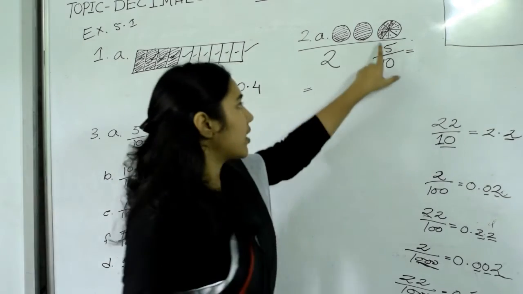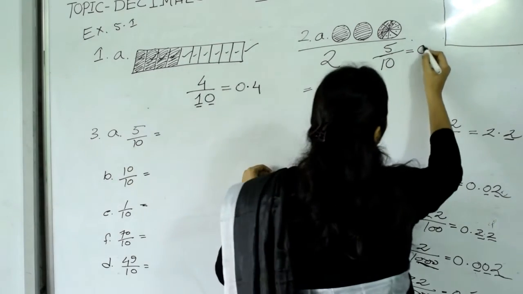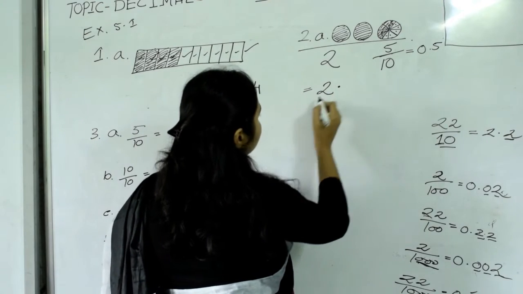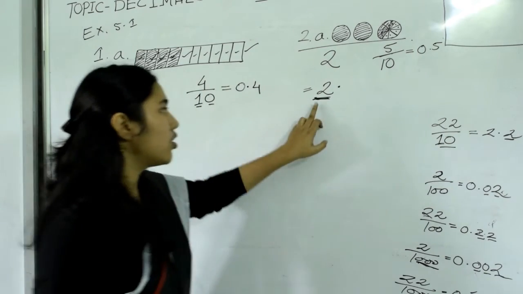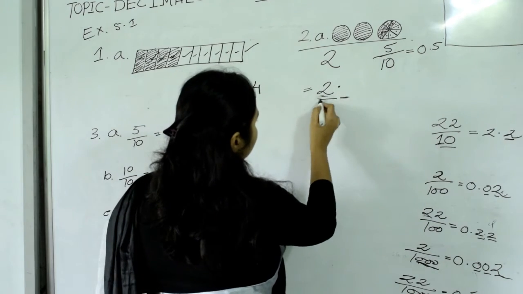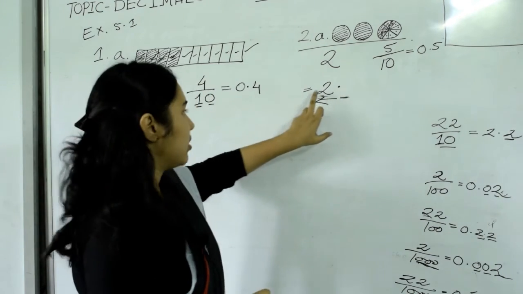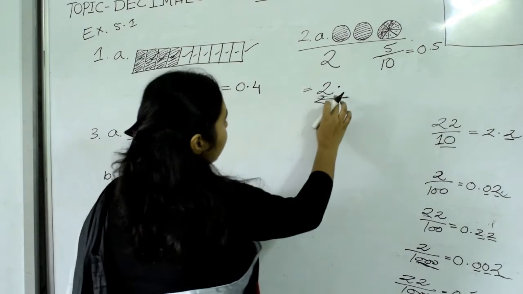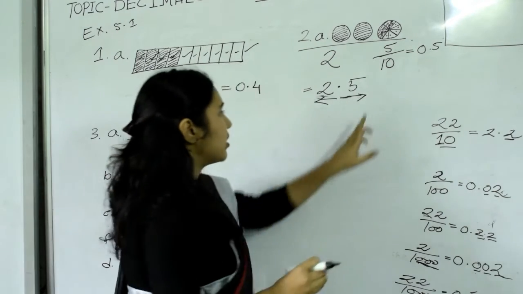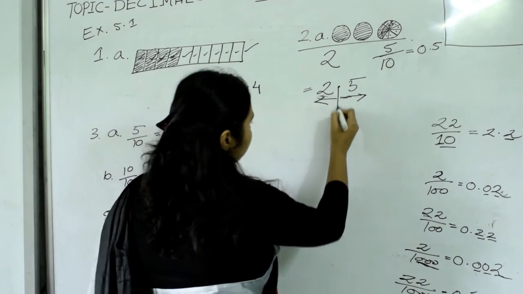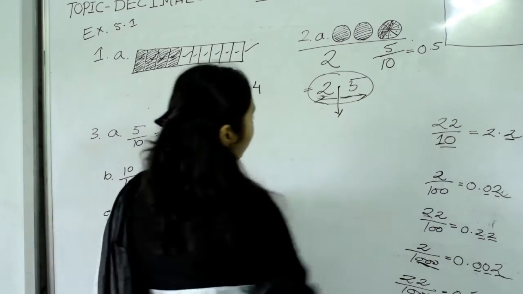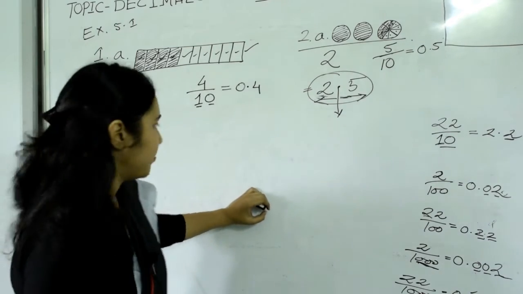Now we can write it in decimal value as 0.5, which means 2 complete wholes. This part is known as the whole number part, right? This side of this decimal point is the whole number part. So write here 2 and 0.5. This part is known as the decimal part, and this is the decimal point. Okay? So our answer is 2.5.